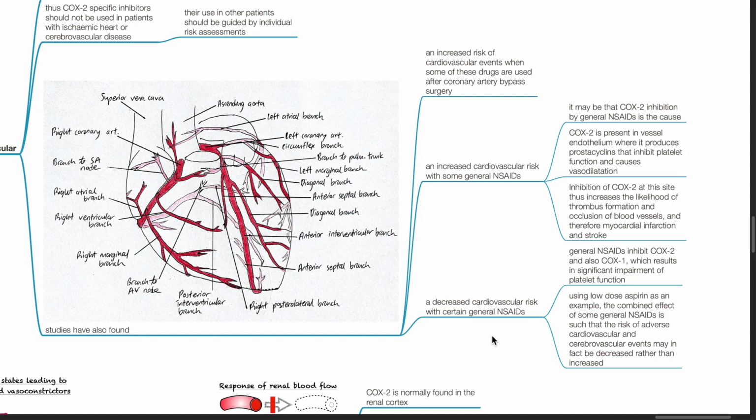Studies have also found a decreased cardiovascular risk with certain general NSAIDs. General NSAIDs inhibit COX-2 and also COX-1, which results in significant impairment of platelet function. For example, using low-dose aspirin, the combined effect of some general NSAIDs is such that the risk of adverse cardiovascular and cerebrovascular events may in fact be decreased rather than increased.